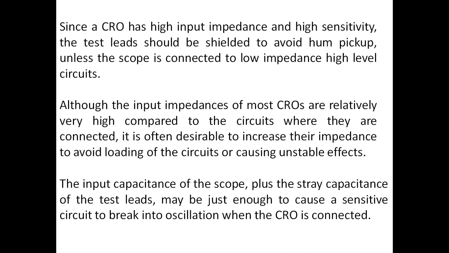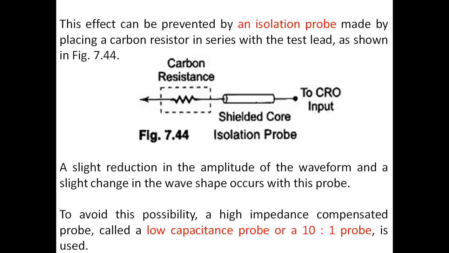So already, due to the different components present in the CRO, it will possess some capacitance, plus due to these test leads, we will get some stray capacitance. So these two capacitances will affect the CRO. The sensitivity of the CRO will change with this. Okay. So the effect of this stray capacitance should be reduced. We have to decrease the effect of the stray capacitance. Okay, this effect can be prevented by an isolation probe.